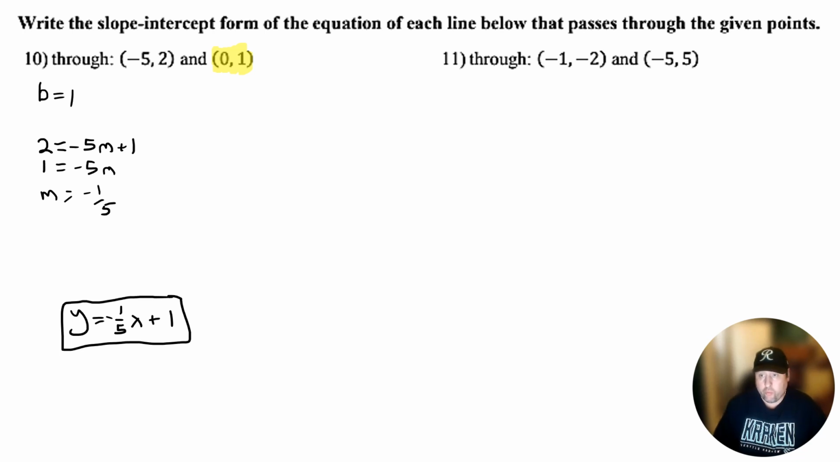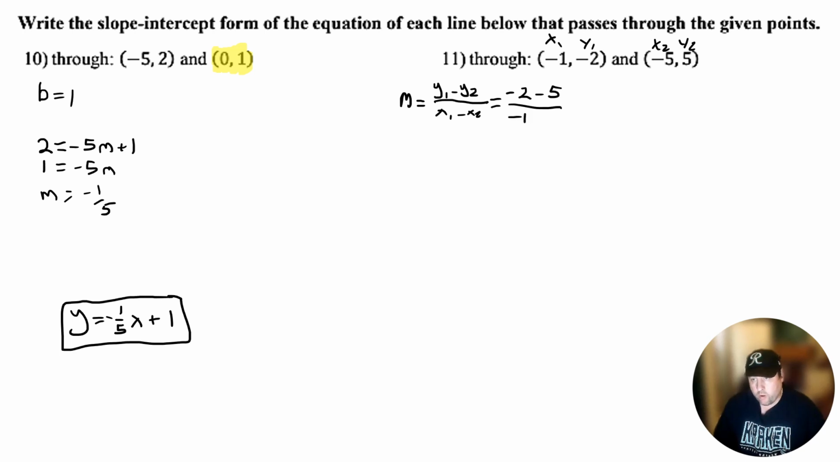Now in problem 11, we're given 2 points. So we're going to use the slope formula to find that, which is, it's not that. It is y1 minus y2 over x1 minus x2. So the sub 1 values come from the first point listed. The sub 2 values come from the second point. So we'll plug those in. So negative 2 minus 5 over negative 1 minus negative 5. And we'll see what we get.